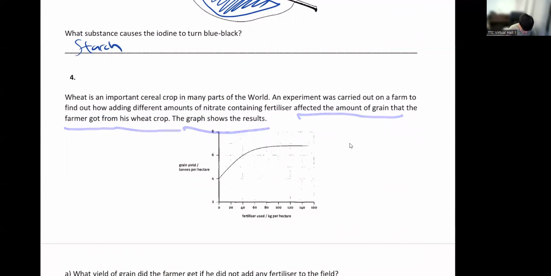The graph shows the result. Right, so what is this grain yield here? That means yield is how much you're getting. 成品收割回来的成品有多少? So that's your yield. So you look at the tons per hectare. So the more fertilizer I add, the more grain I get. I mean, common sense lah. The more fertilizer you put, the more crops you will get, right? Okay, it's like the more nutrient you give to a plant, the more they grow back lah. They grow for you lah.